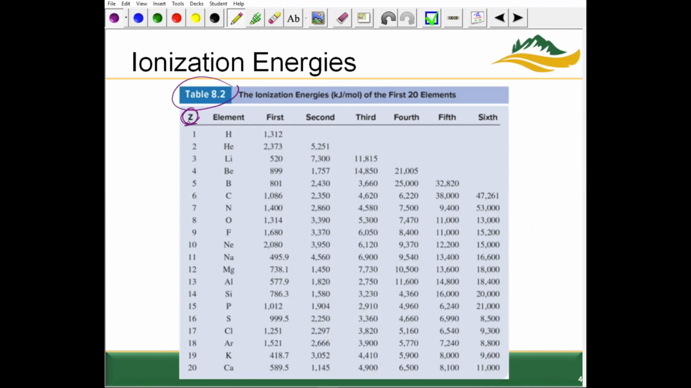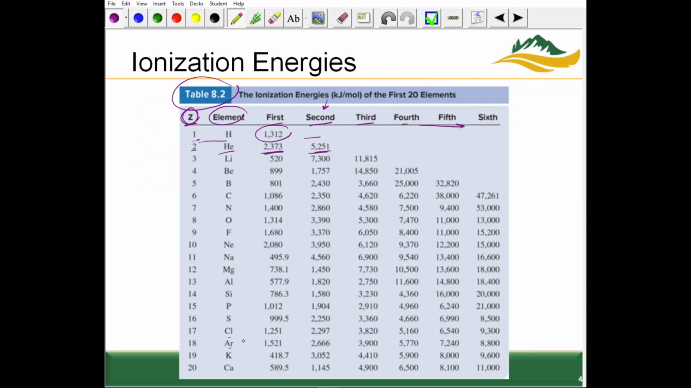We have a value that mirrors the effective nuclear charge. Then we have each element, then the first, second, third, fourth, etc. ionization energies. You'll notice for hydrogen, there's only 1 electron, so we can only have a first ionization energy. There are not 2 electrons in order for there to be even a possible second ionization energy. Helium has 2 electrons, so this one could be removed. Then the second one is going to be larger. More energy is needed to remove that second electron compared to removing the first electron from helium.